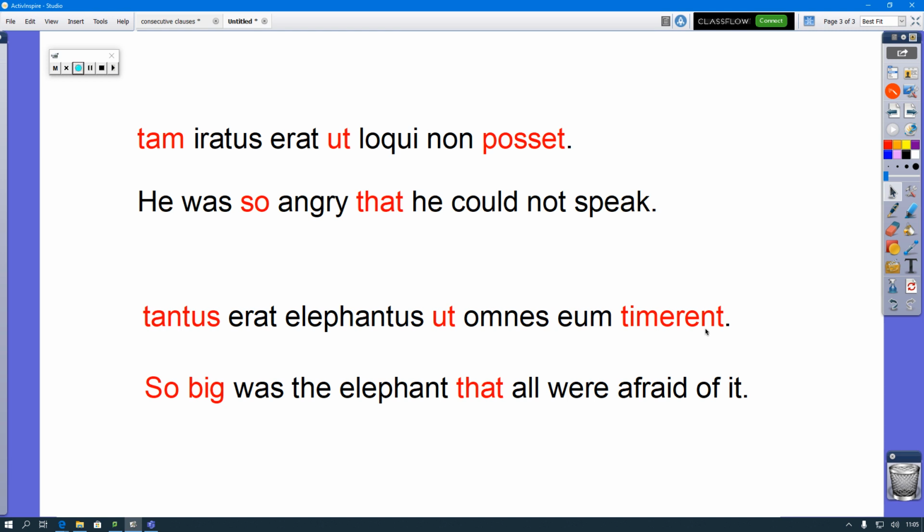So to summarise then, a consecutive clause is one of our three ut clauses. The difference though with the consecutive clause is that there will be a tam or a tantus, one of the tam words, in the first half of the sentence.